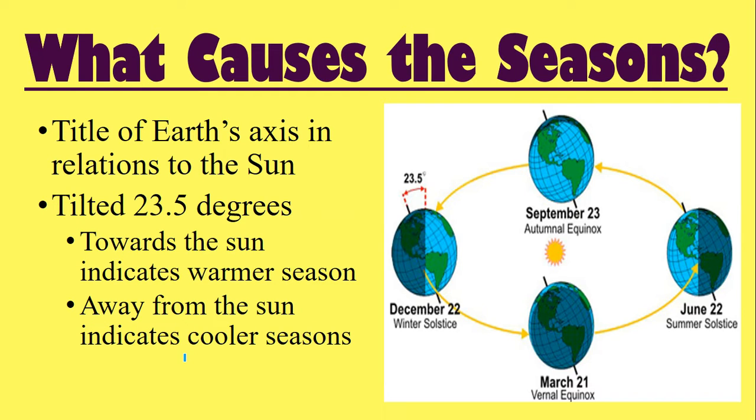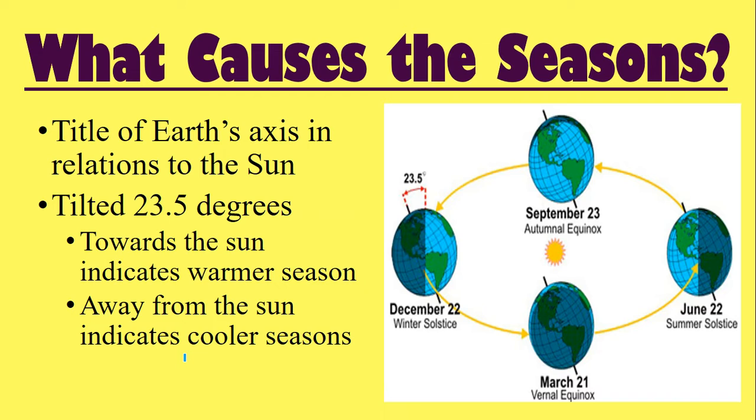So first off, let's talk about seasons. Just revisiting stuff about the Earth's motions. Remember, the Earth revolves around the sun. It rotates. And the Earth's axis is tilted 23.5 degrees. Well, that tilt of the axis is the reason why we have the seasons. That, and because we have revolution around the sun.